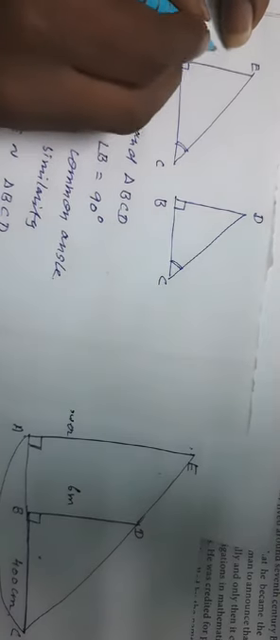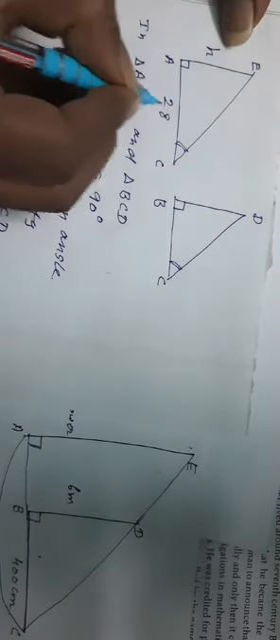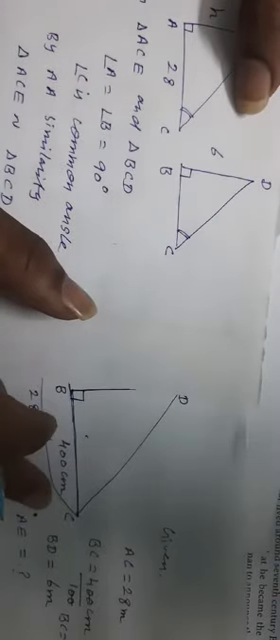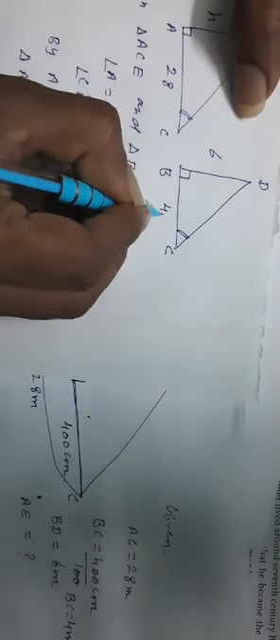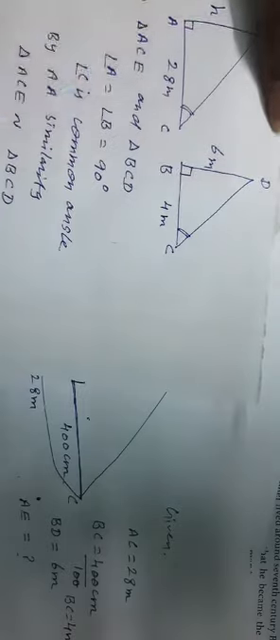AE is not given, so we can take it as H. AC is equal to 28. BD is equal to 6. And BC they gave as 400 centimeters. That one we can change to meters, so BC is equal to 4 meters. Now you want to find H, right?